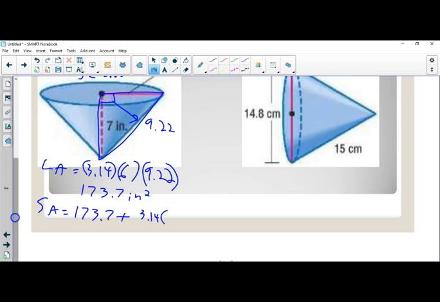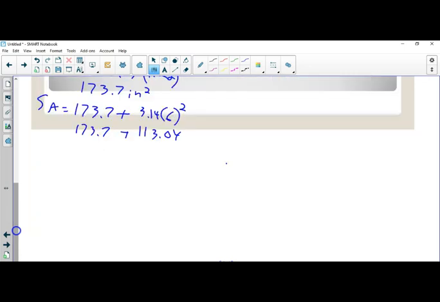Now our surface area, again, is going to be that 173.7 plus pi r squared. 3.14 times the radius, which we said was 6, squared. So the 6 squared is 36, times 3.14 is 113.04. We're going to add that to the 173.7. And we get 286.74. Again, inches squared.